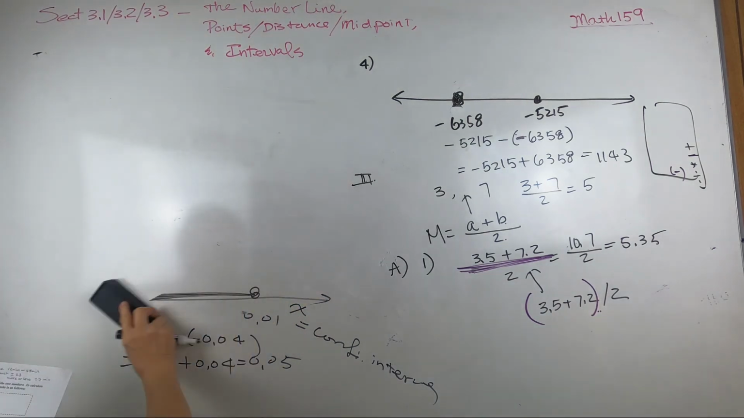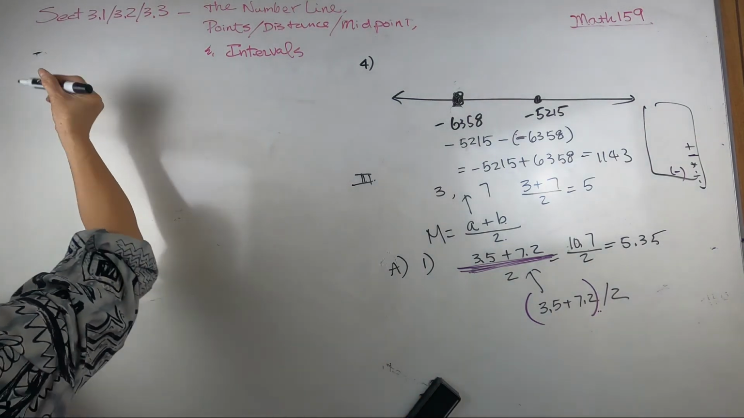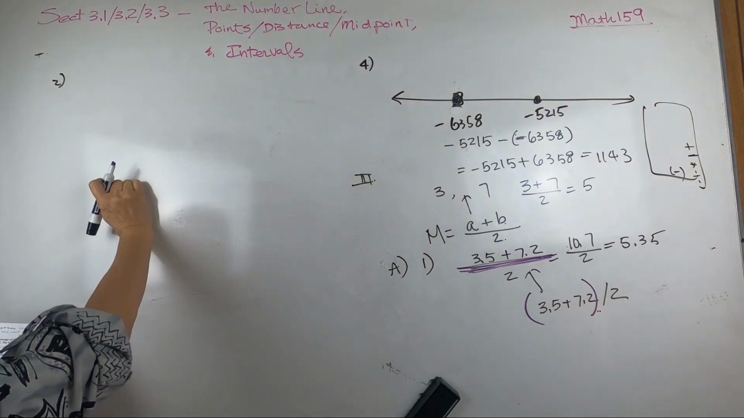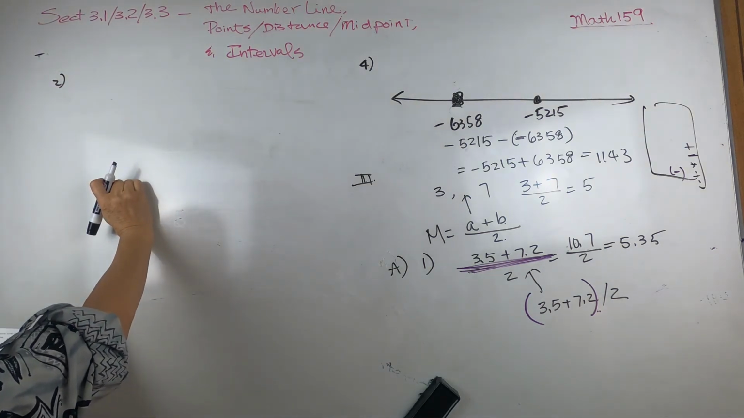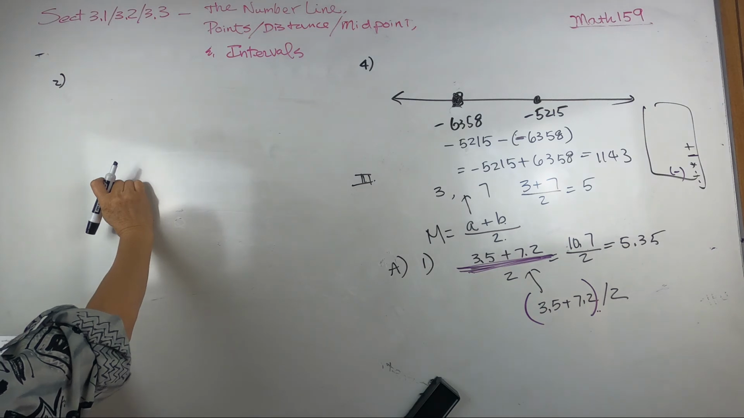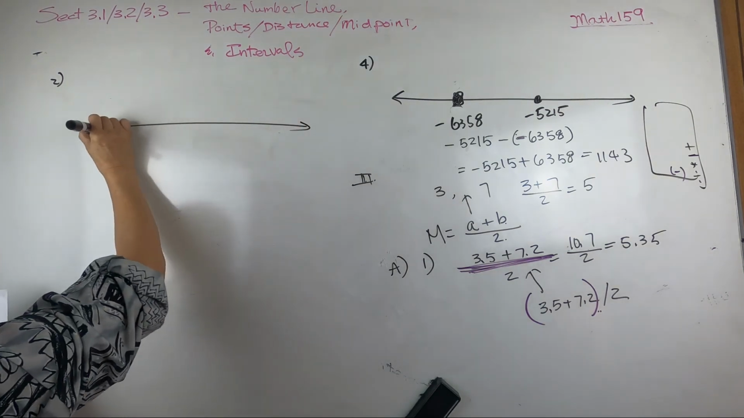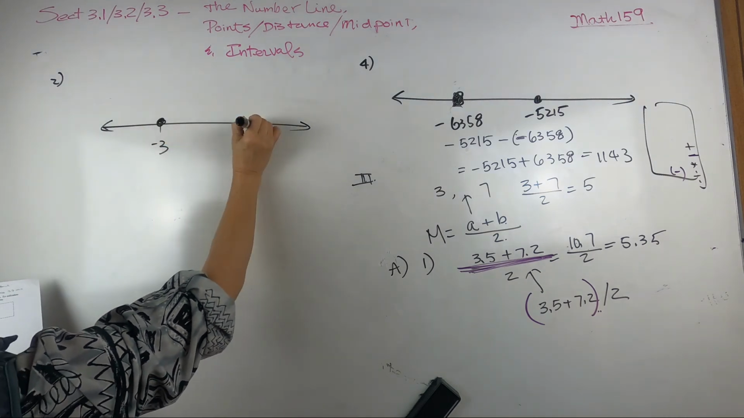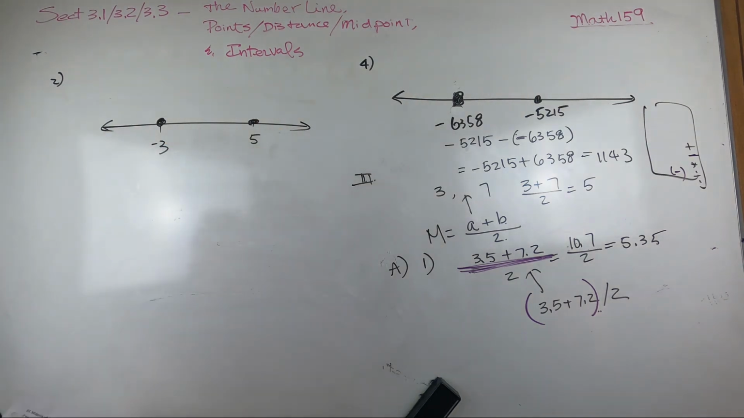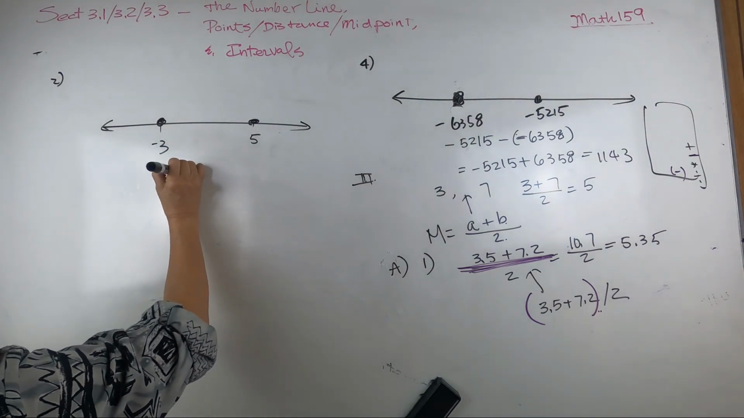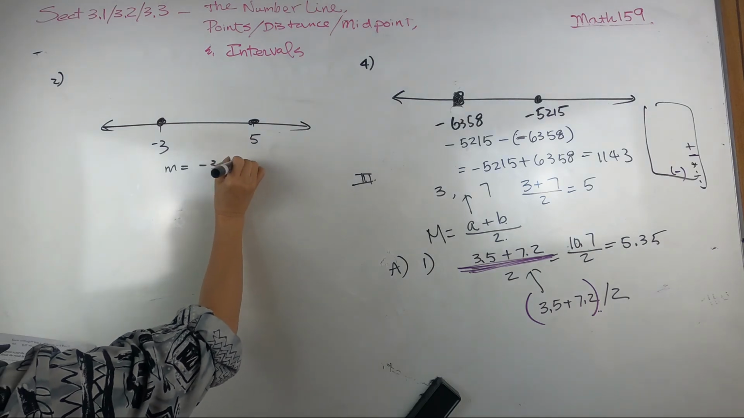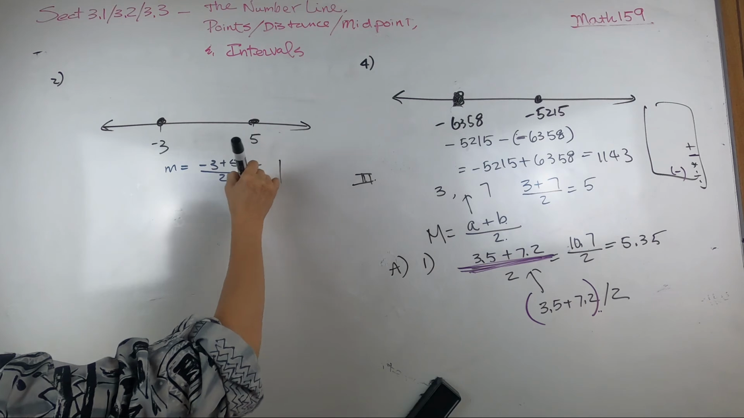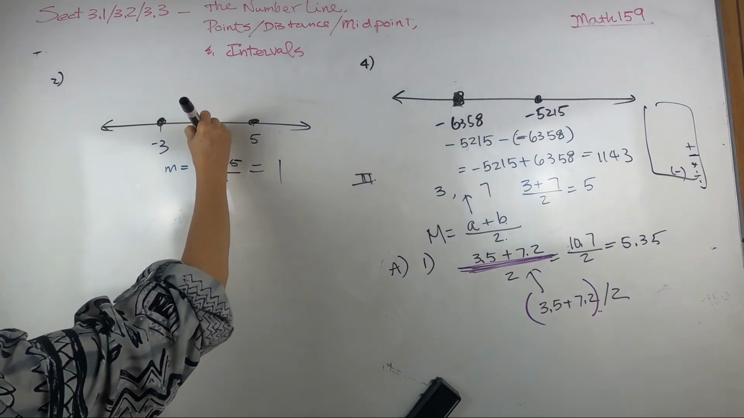Very straightforward, this section. So let's look at the next one. Sketch the point -3, 5, and the midpoint of these two numbers on the number line. So you need a -3, you need a 5. So you mark those, right? Then the midpoint. Midpoint is what? It would be -3 plus 5 divided by 2. -3 plus 5 is 2. 2 divided by 2 is what? 1. So the midpoint should be 1.